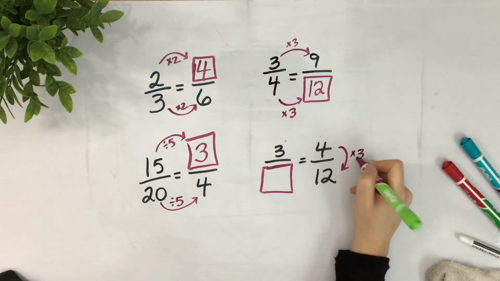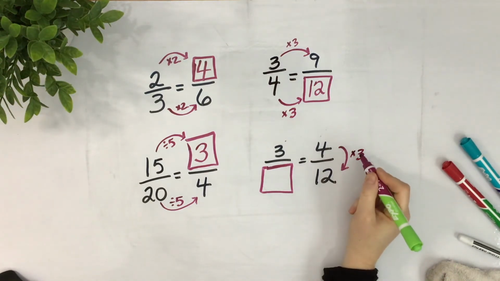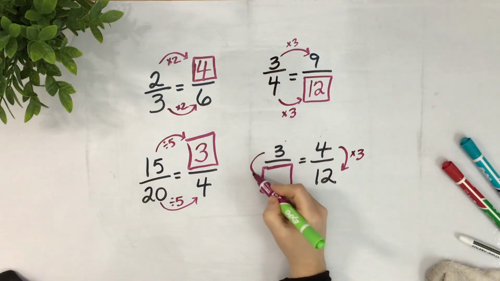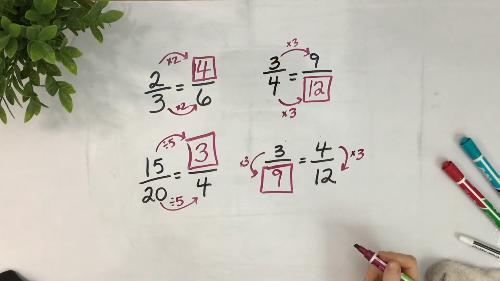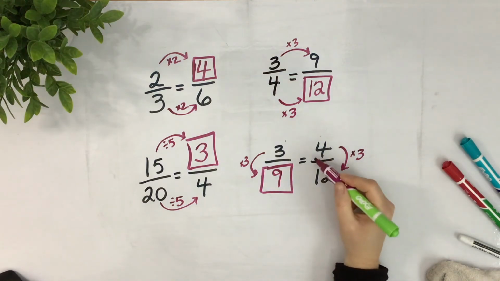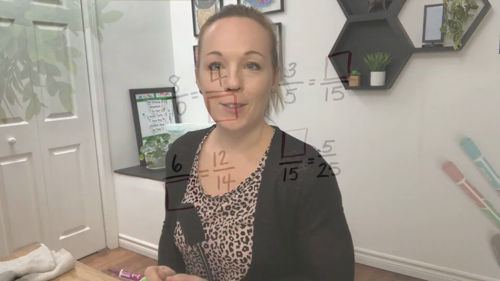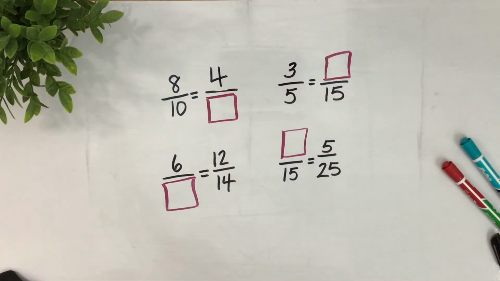4 times 3. If 4 times 3 gave me 12, then 3 times 3 will be 9. Same relationship between numerator and denominator. So 4 twelfths is equal to 3 ninths. Okay, now it's your turn. Now pause the video, try these questions, and then come on back and check your answers.